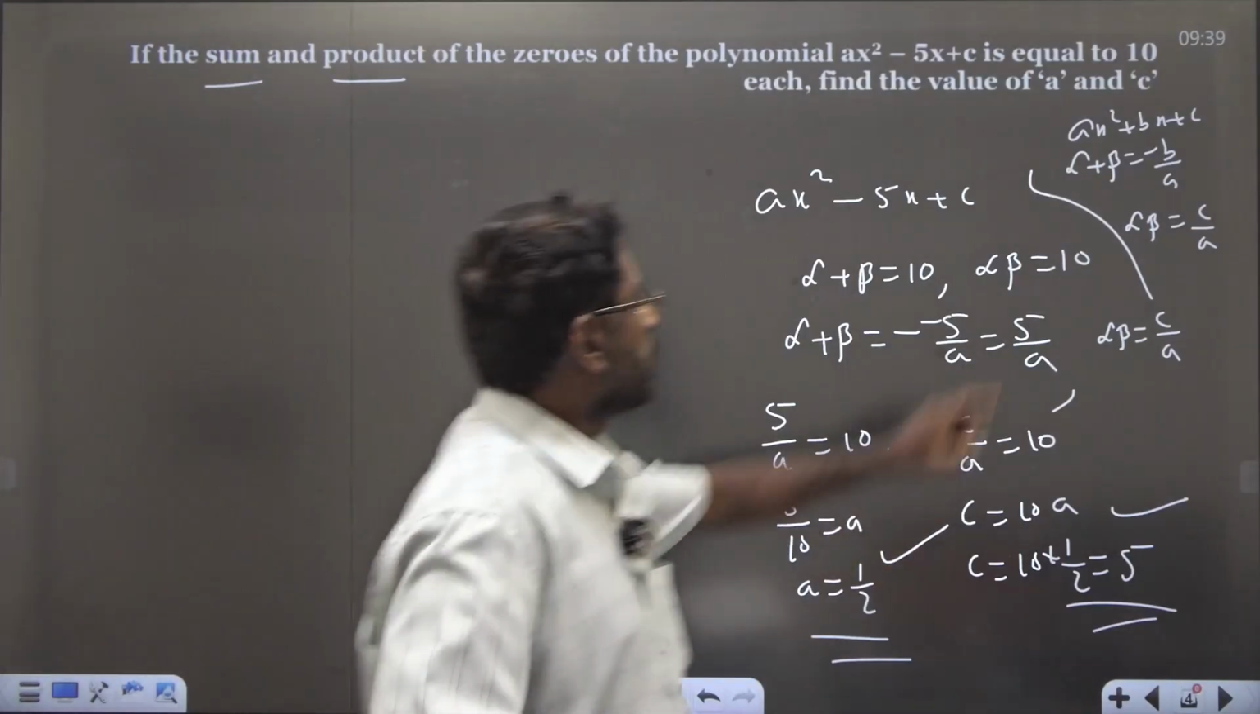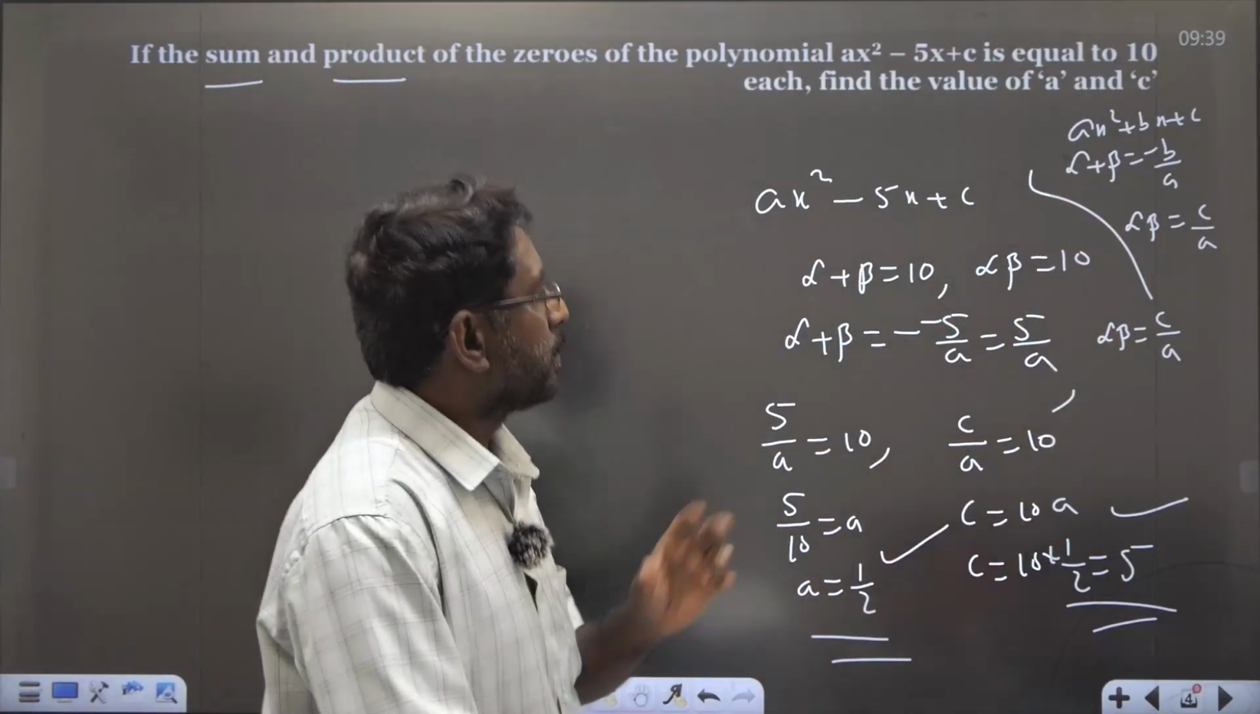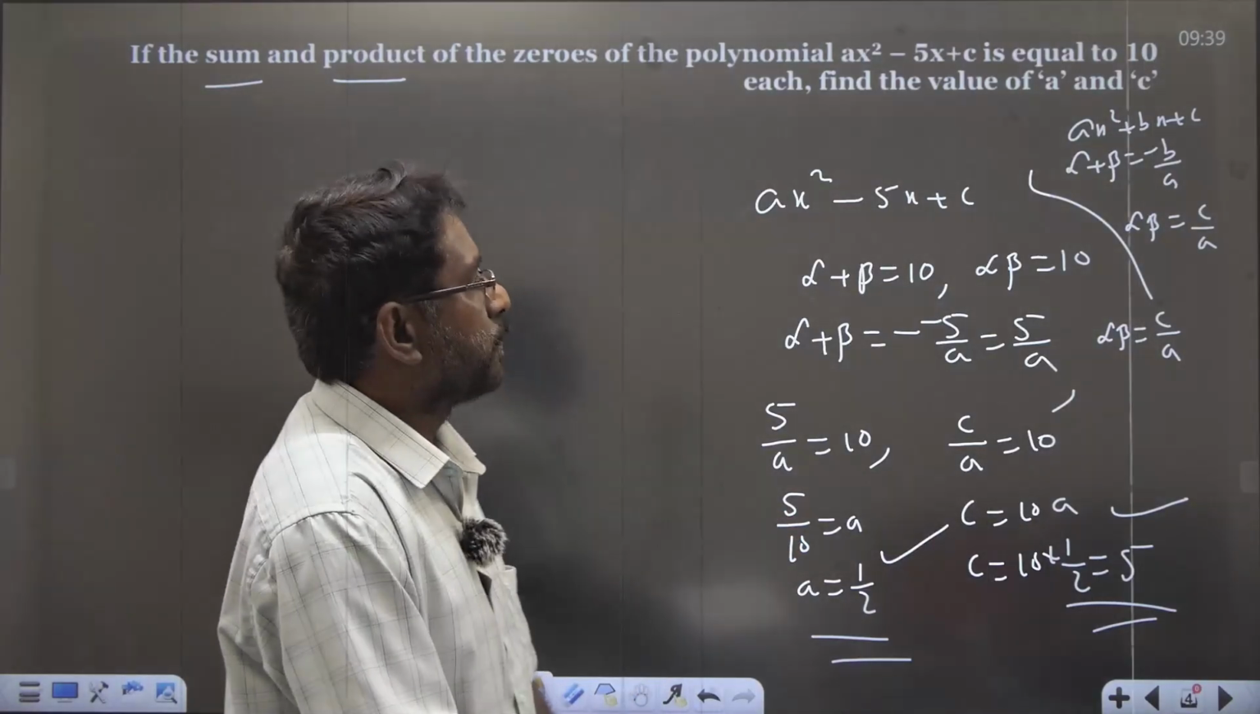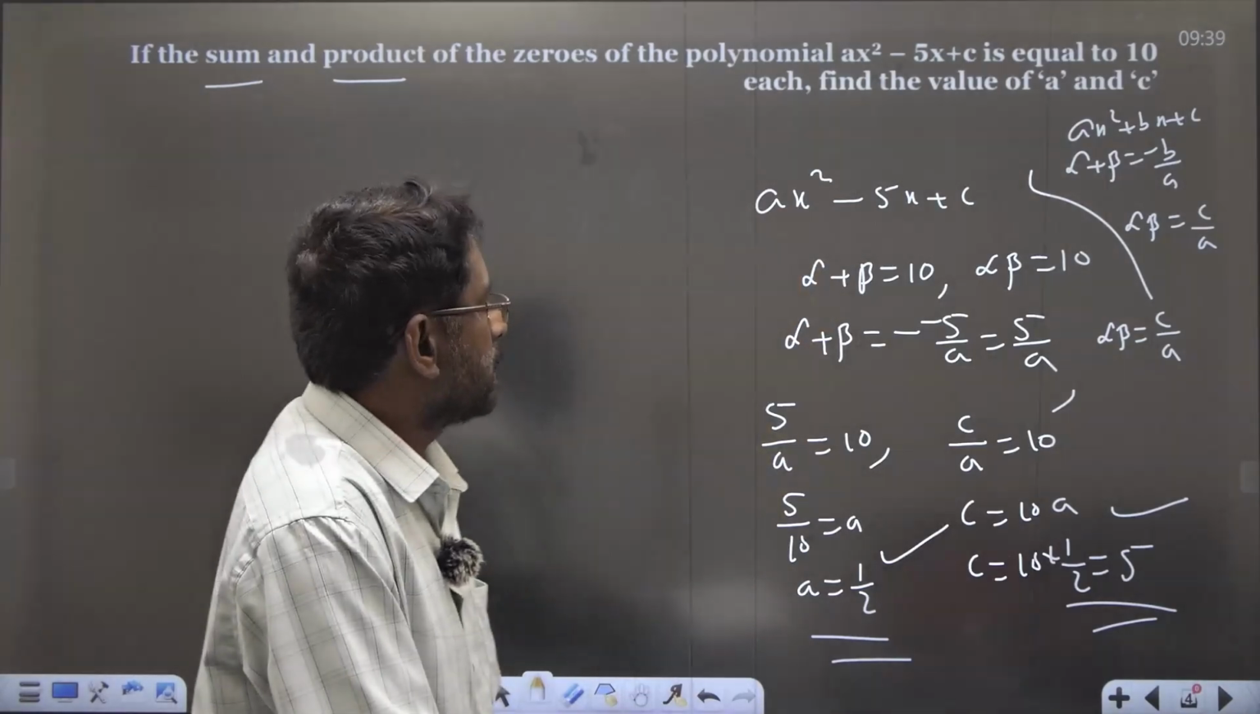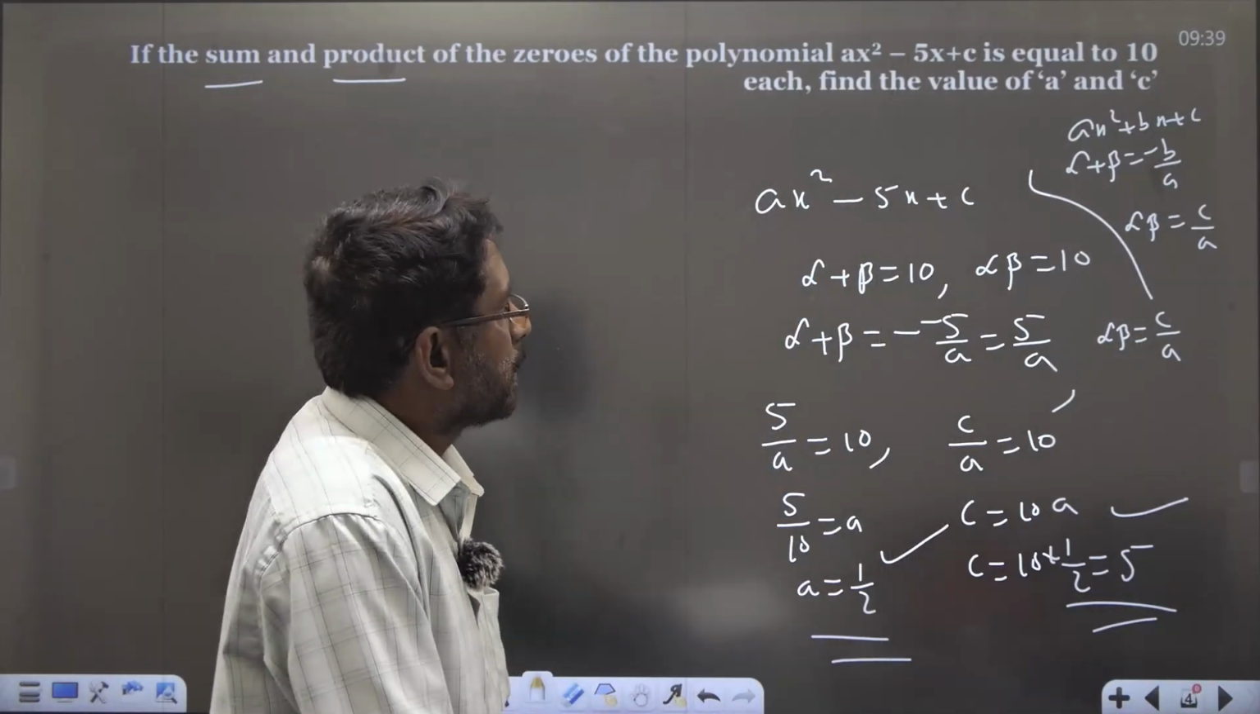So you have to learn by heart these two formulas. They are sum of the zeros and the product of the roots. Then only we can find out the values of a and c here. Okay, you remember this formula.